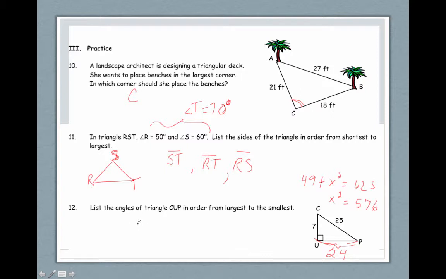Yeah, so from largest to smallest, the largest one will be opposite this 25, so U is the largest. The next one will be opposite the 24, so that's C. And the smallest one will be opposite 7, so that's P.